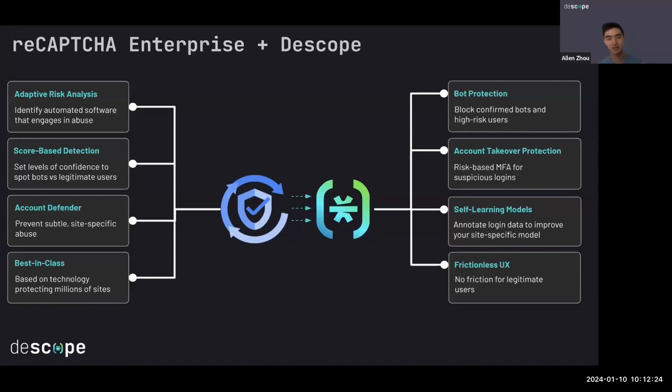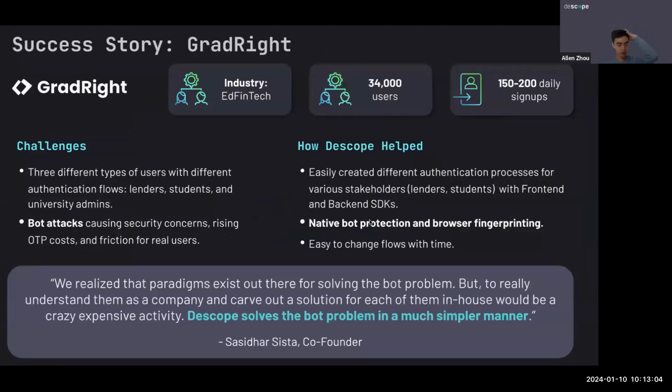You can see all the benefits of reCAPTCHA Enterprise listed here, and then the result you have in Descope when you combine the two forces together. You can even imagine, in your flow, once you embed the connector, you can have other connectors that send data back to reCAPTCHA in order to improve the site-specific model that reCAPTCHA uses for detecting bots. So it can be self-reinforcing. Pretty cool.